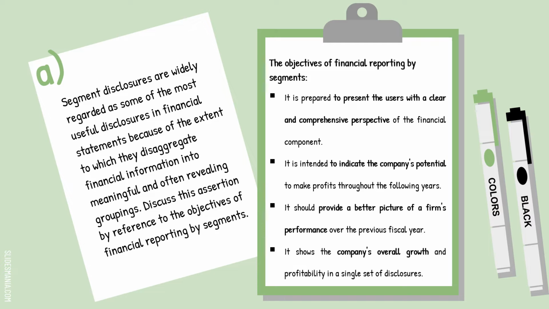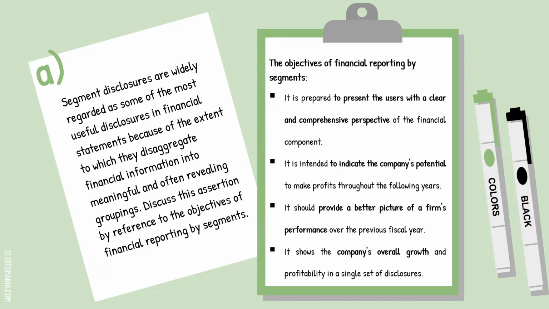Okay, for question A, segment disclosures are widely regarded as some of the most useful disclosures in financial statements because of the extent to which they disaggregate financial information into meaningful and often revealing groupings. Discuss this assertion by reference to the objectives of financial reporting by segments. Financial reports indicate the firm's profitability and net worth as well as its financial performance. Segment disclosures show different aspects of a company's revenue and profitability to its customers.